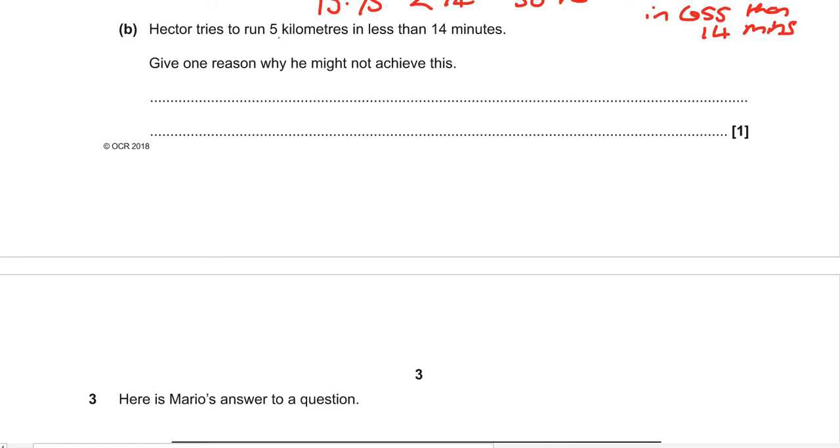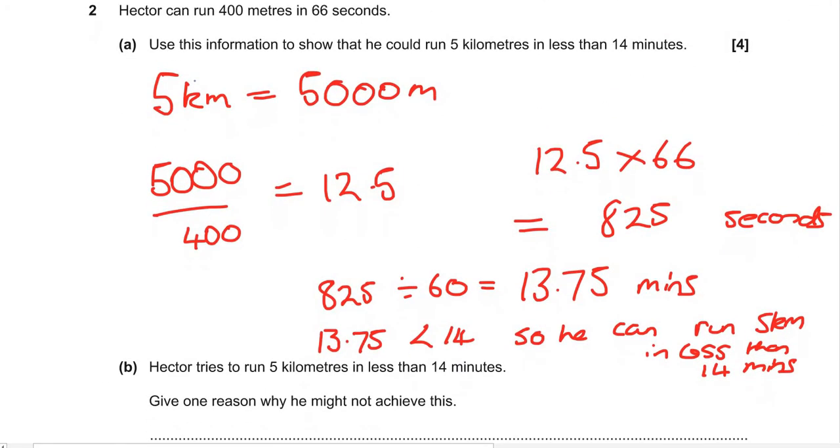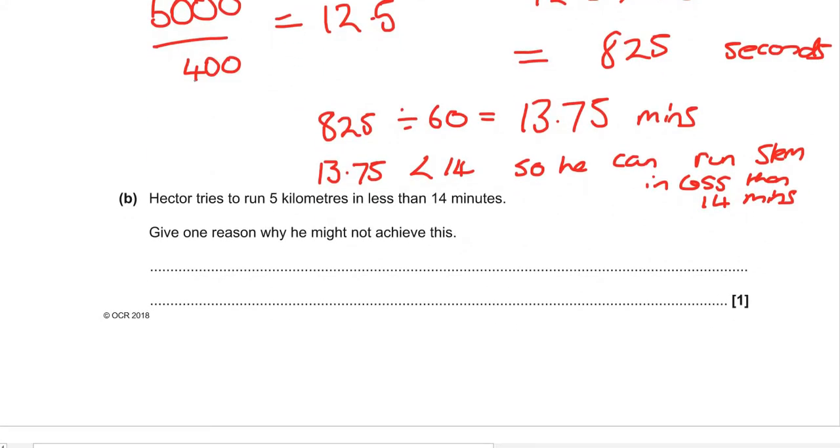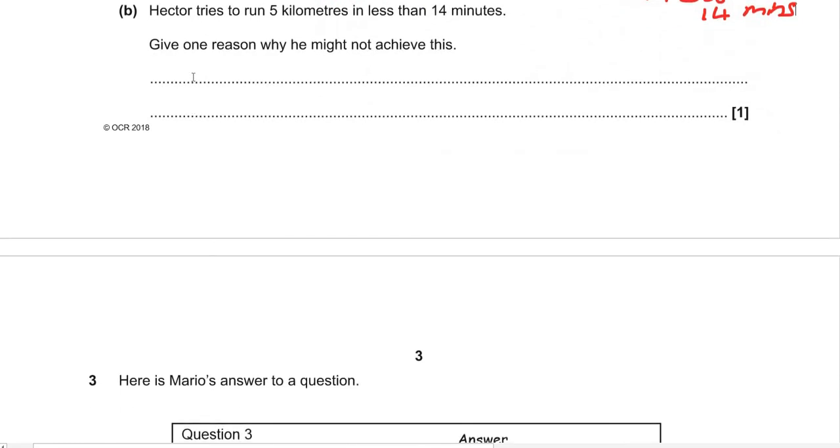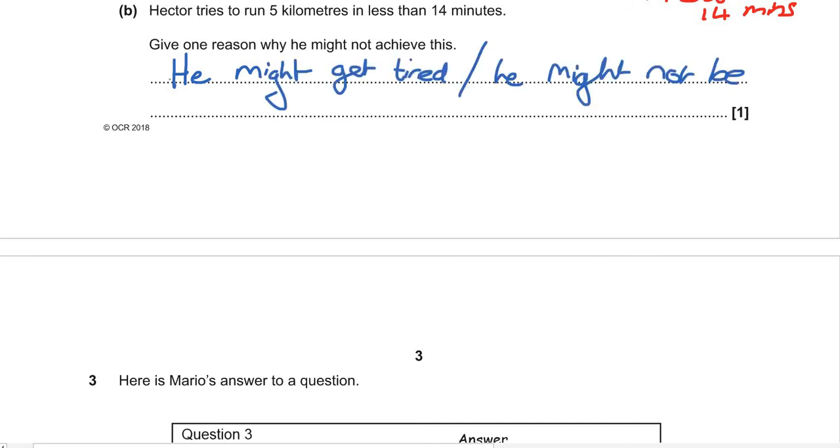Okay, part B. Hector tries to run 5 kilometers in less than 14 minutes. Give one reason why he might not be able to achieve this. Well, if you think about it, if he keeps up the pace for so long, he's eventually going to get tired. Him running 400 meters in 66 seconds, he might be really sprinting and going for it really hard. He might not be able to maintain that same pace, so that's our answer. He might get tired, or he might not be able to maintain the pace. Either one of those will do.